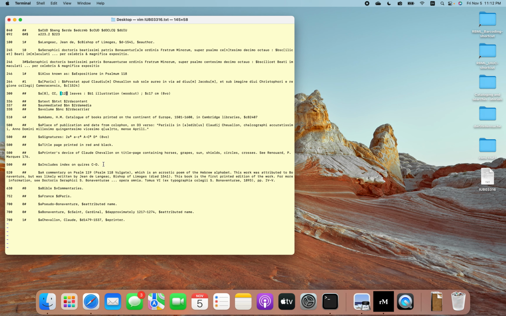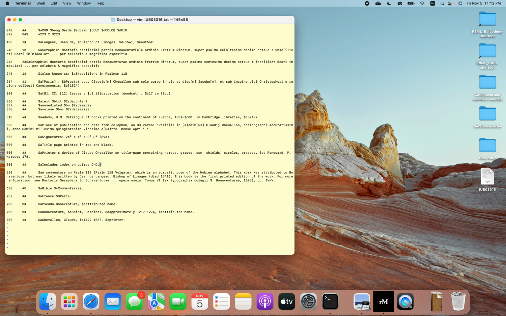In your fixed fields, which I said we're not really going to cover, there's actually one that is just for, is there an index or not? You write 0 if there's no index, and you write 1 if there is an index. If you write 1 that there is an index, you have to put a 500 note in saying that there's an index, and ideally where. But in this case, on quire C through D.